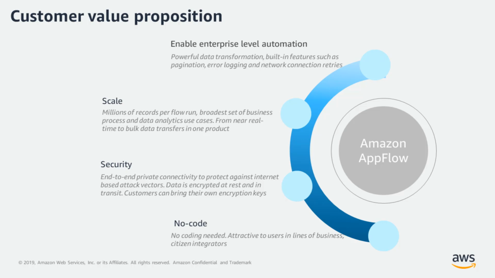For example, you can use AppFlow to transfer data in near real time when you set up an event-triggered flow from Salesforce into an Amazon destination like S3 or Redshift. Or you can set up a flow that transfers a large volume of data, up to 15 GB for Salesforce, from Salesforce into S3 or Redshift or any other destination that we support.